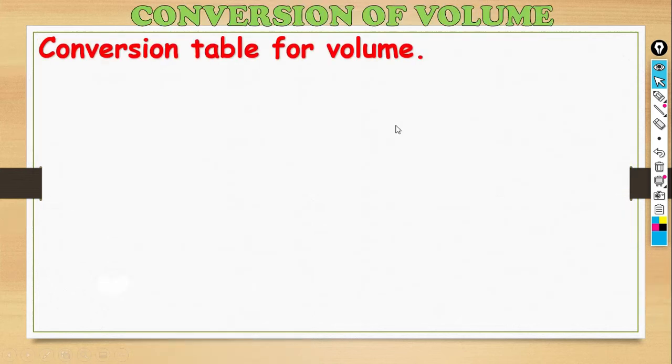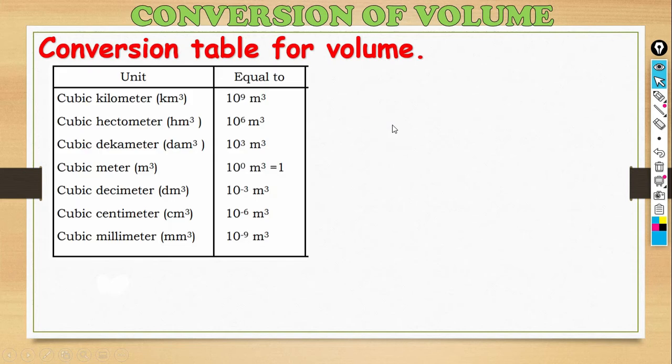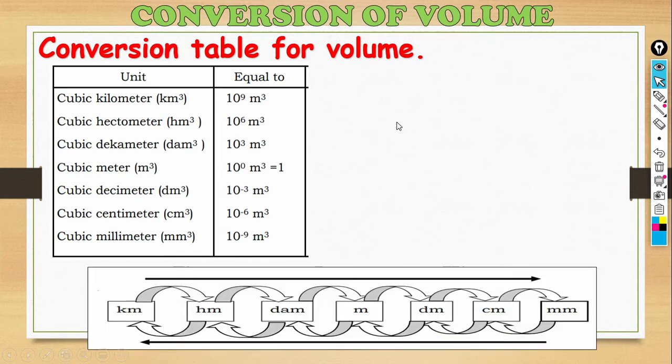Sa capacity naman, gumagamit tayo ng container like gallon, quart, pint, or cup para ma-measure natin yon. We have here the conversion table for volume. So, yung unit natin from cubic kilometers to cubic millimeters, ini-equivalent siya sa cubic meters. So, mapapansin nyo, mataas yung value ng cubic kilometers sa cubic millimeters kapag na-convert sa cubic meters. So, yung chart na nasa baba ay makakatulong para mapa-convert metric to metric unit of measure sa volume.